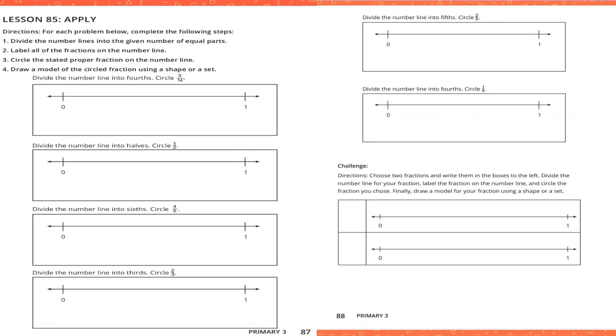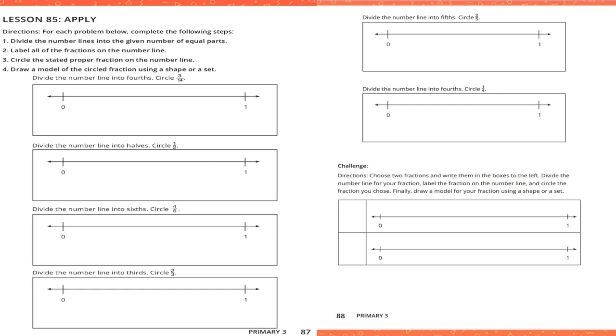Let's start the apply part. Here we have some problems and our steps. Step 1: divide the number line into the given number of equal parts. Step 2: label all of the fractions on the number line and circle the fraction. Step 4: draw a model of the circled fraction using a shape or a set. Okay, the first, divide the number line into fourths.